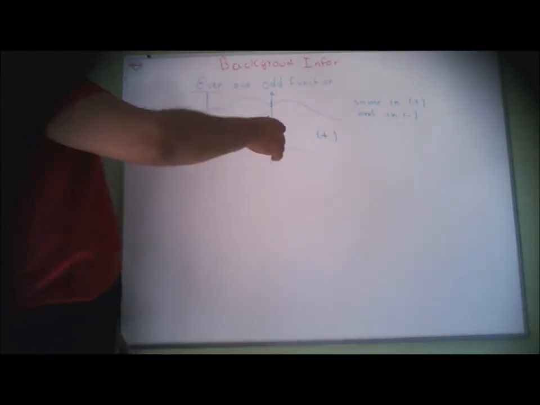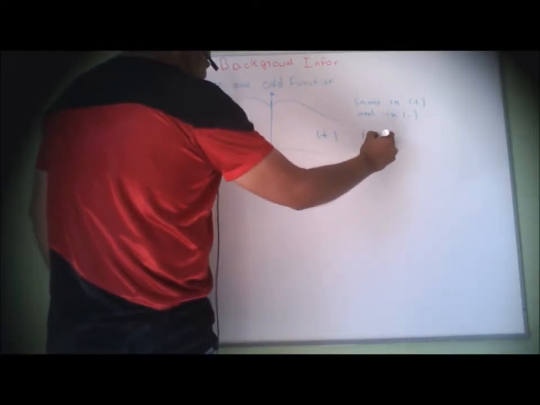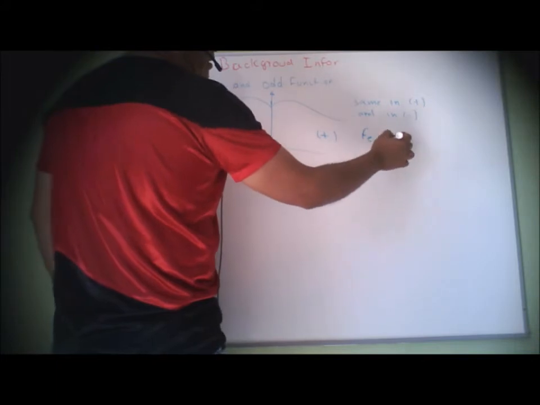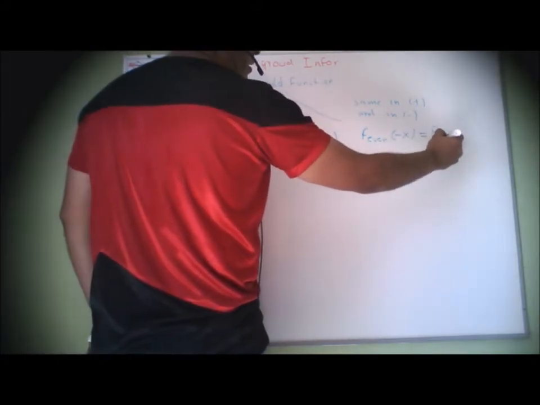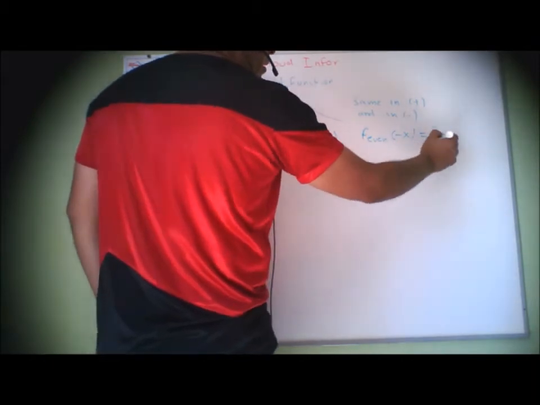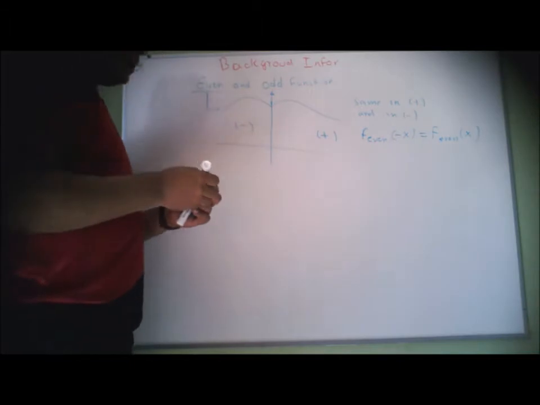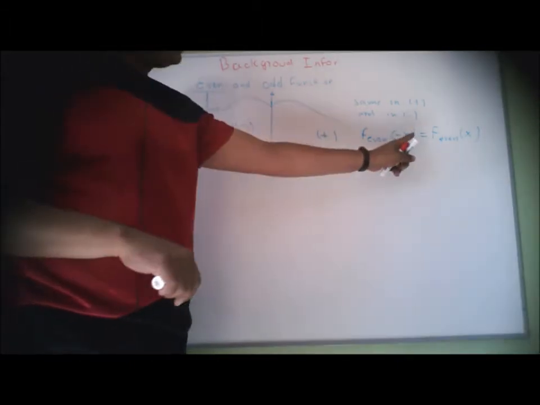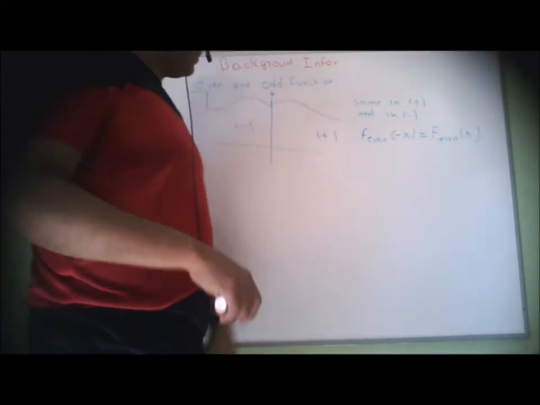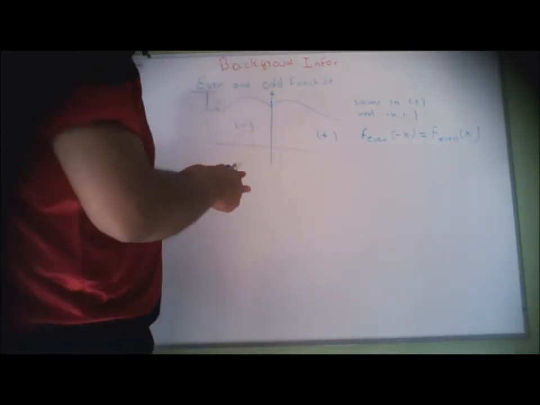Now this is graphically, but the definition is like this. An even function is something where f of minus x is equal to f of x, the function in the positive. Now, here's the same concept. So what it means is that the negative is going to be equal to the positive. Alright? Okay, now what is an odd function?